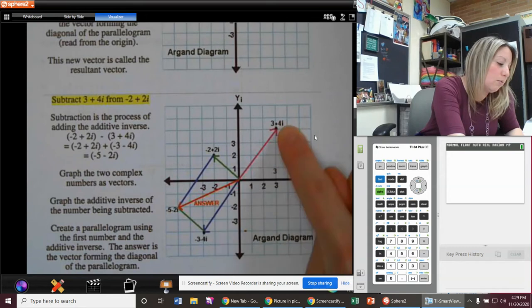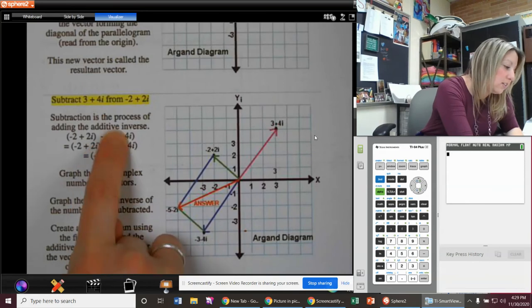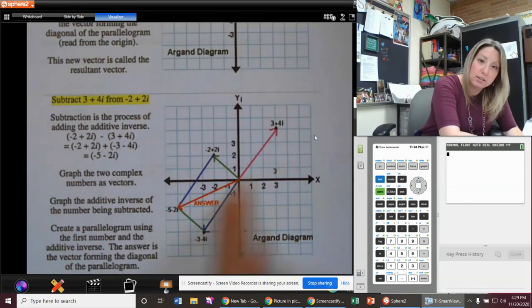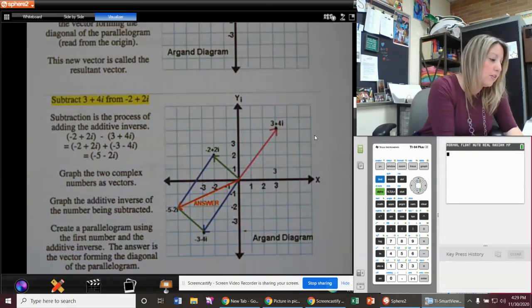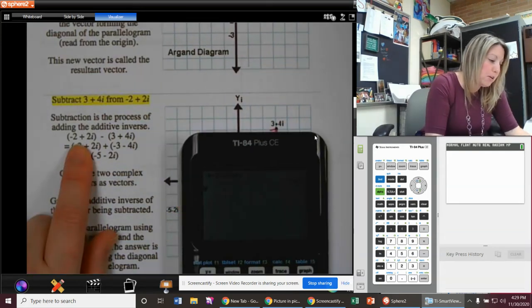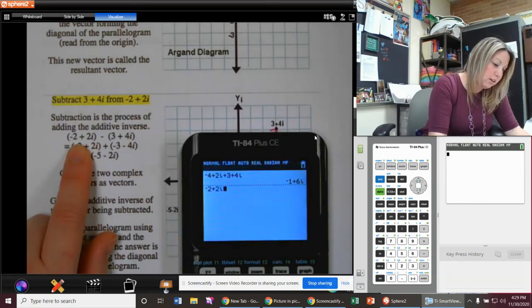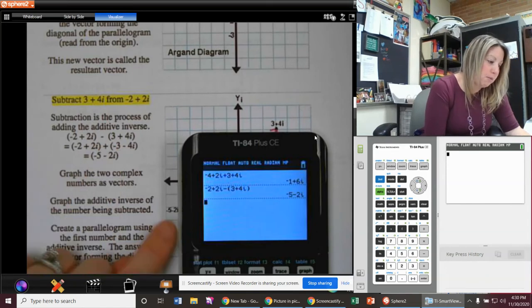Again, this was the original, but I needed its additive inverse if I'm subtracting because technically these are both sign changes. And that's what happened back here. The sign changes on both of those. Okay, again, this is just the result of me typing into my graphing calculator, -2 plus 2i minus, and I'll put this in parentheses because it has to be distributed, 3 plus 4i. Same exact thing.